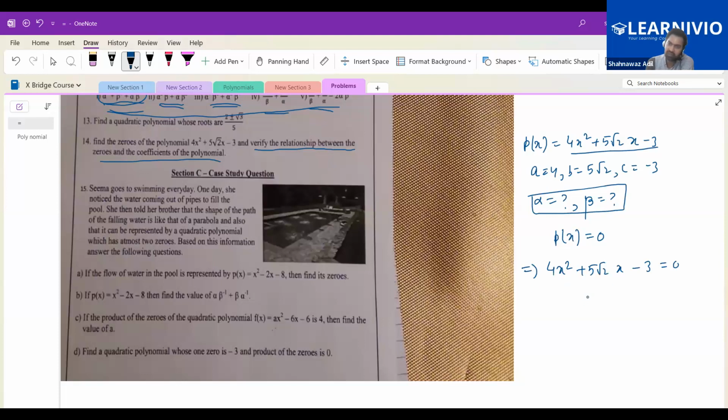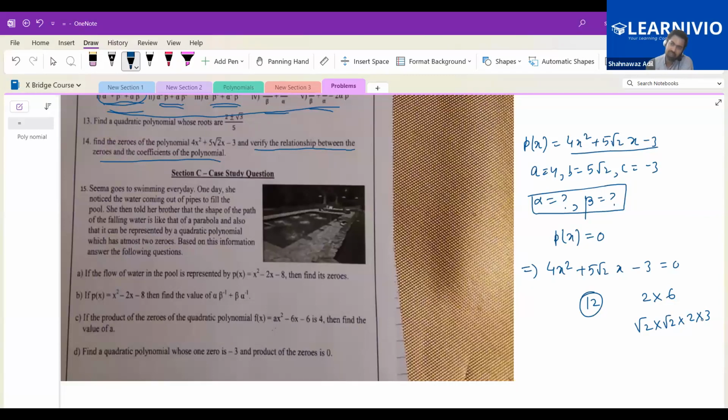Now a into c is 12, right? How do we write this 12 so that we get 5 root 2? So this is 2 into 6, right? So I can write this thing as root 2 and root 2, and then I can write this thing as 6, which is 2 into 3.